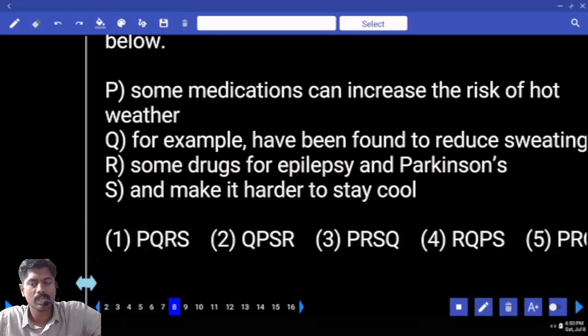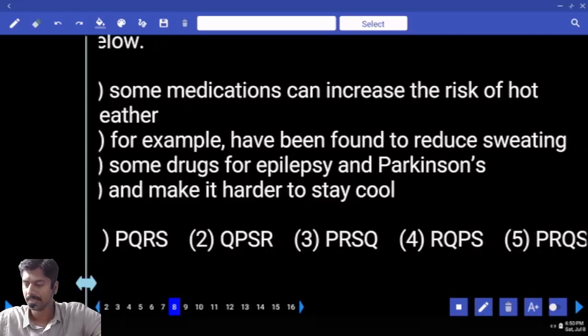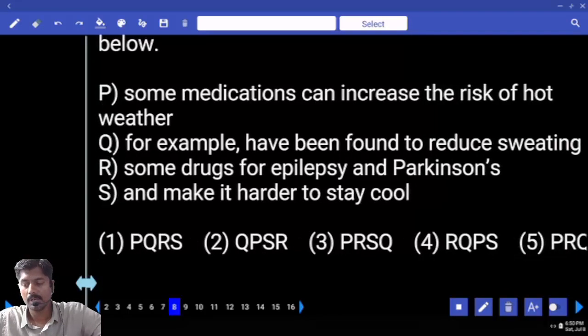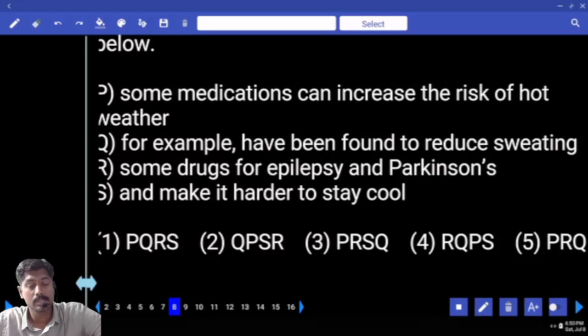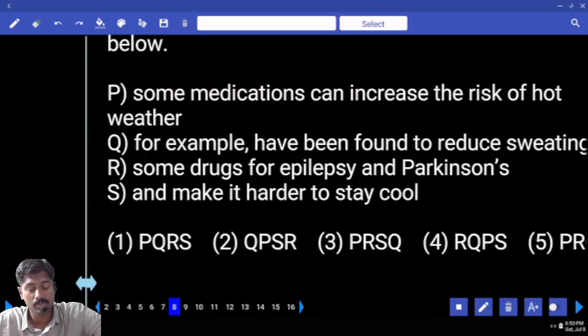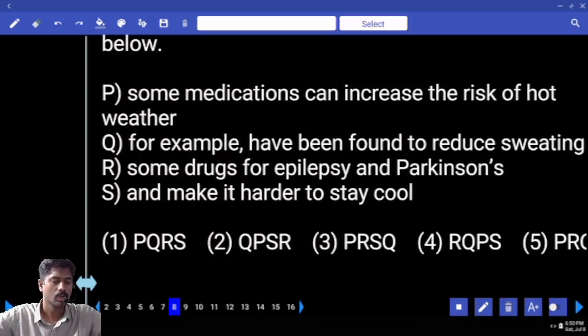Some medications can increase the risk of hot weather and make it harder to stay cool. Okay, I'm reading the fifth one, P. Some medications can increase the risk of hot weather and make it harder to stay cool, for example. So what should I take first? Example related or statement related?